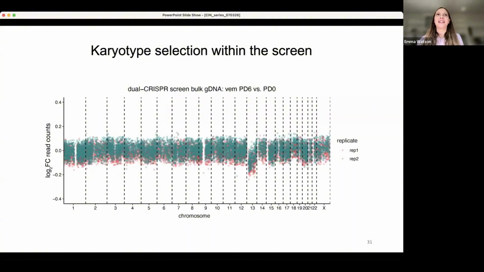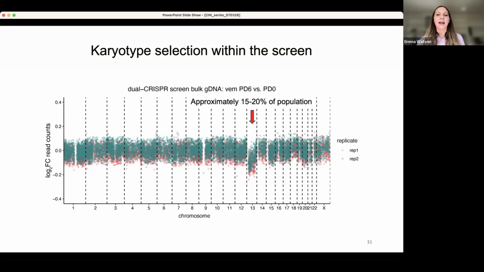One thing we did was we sequenced the genomes of the population of cells initially and at the final drug selected population. And what we see in both replicates of the screen is that we are getting some loss of chromosome 13, which we might expect given that we know loss of chromosome 13 is also going to confer resistance. So we might be fighting against natural resistance that's accumulating in the population. We're also just shredding chromosome 13, so we might be helping that along a little bit.